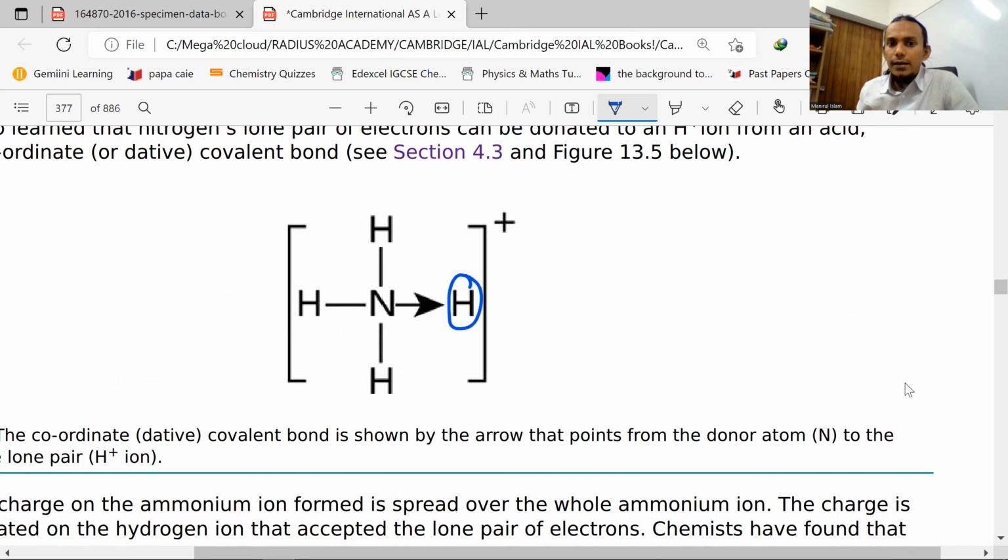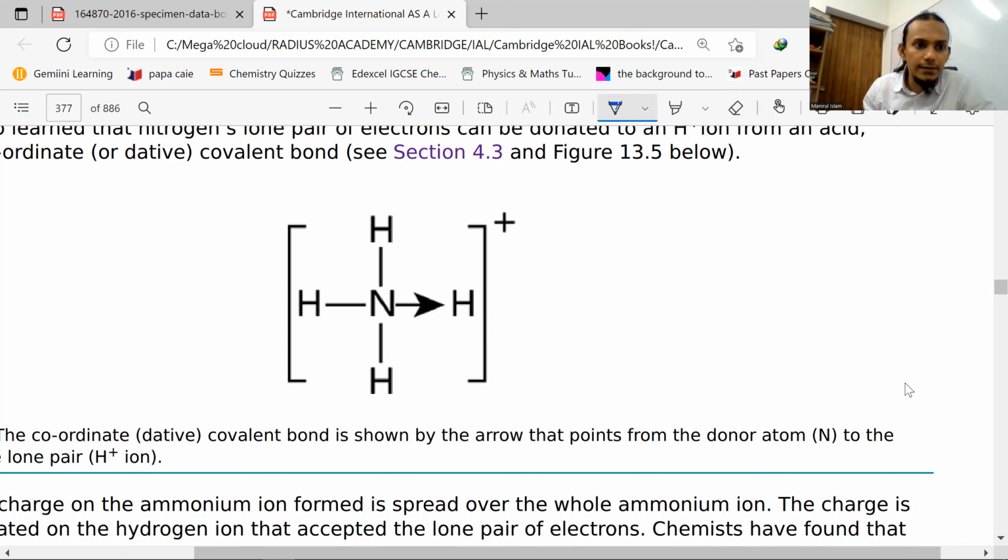The hydrogen joined, it came without its electron. So only with its proton it joined. So what does this arrow mean? Dative covalent bond, right? So the overall charge is positive because a proton joined a neutral molecule. Is it clear? Ammonia was neutral.